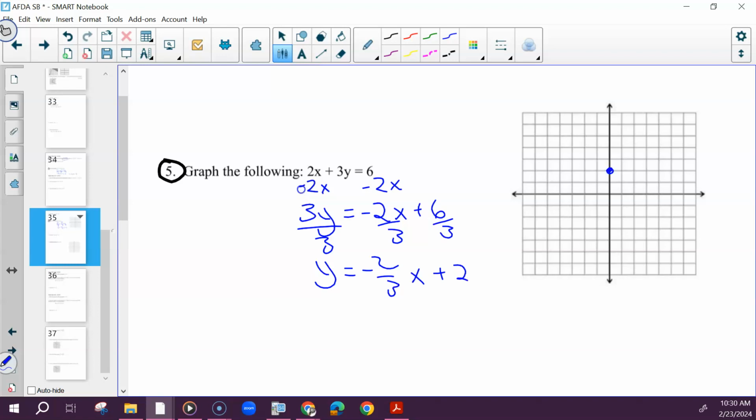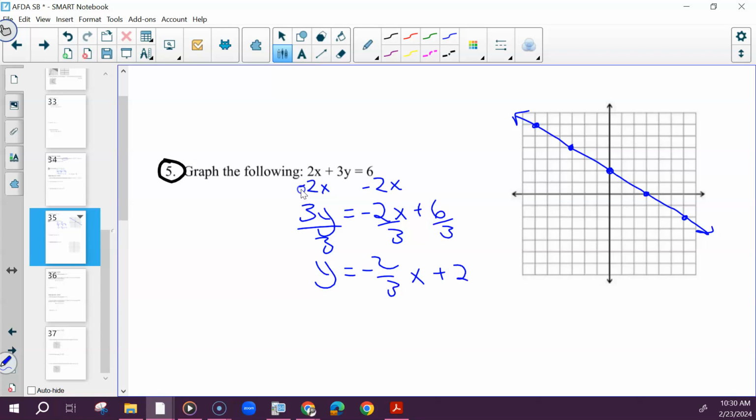Slope of negative 2 over 3, so go up 2 to the left 3 as many times as possible. Down 2 to the right 3 as many times as possible. And then connect those points and make a line. Draw arrows at the ends. Questions on that one?